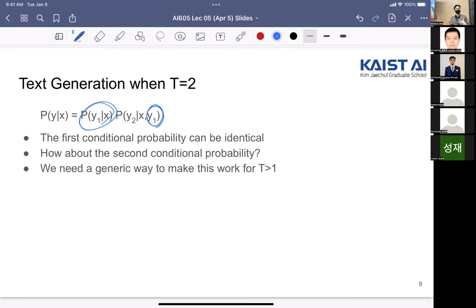So we cannot just add new layers one after another, because we don't know how many words we're going to generate. We don't want to have one layer for each output. We want to make this generic, not just a special case for one or two tokens. So we now need some sort of inductive definition to make this work.